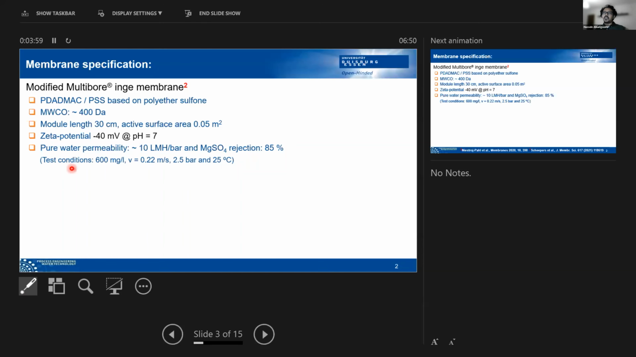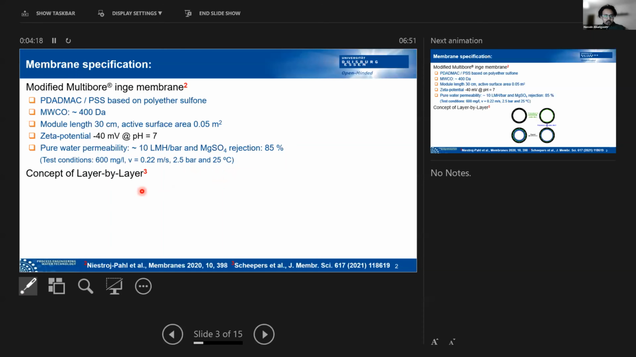The pure water permeability of this membrane is 10 LMH per bar, and it has a magnesium sulfate retention of 85%. This retention has been calculated based on this test condition: 600 milligram magnesium sulfate at a cross-flow velocity of 0.22 meters per second, a constant pressure of 2.5 bar, and a temperature of 25 degrees Celsius.